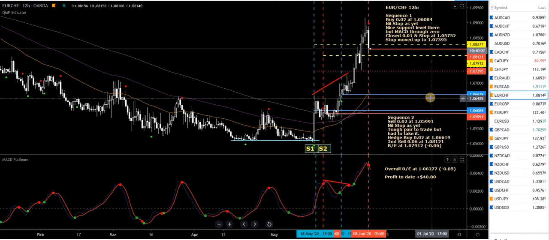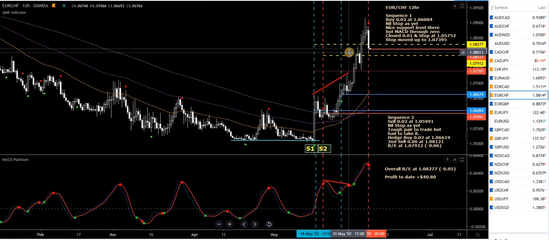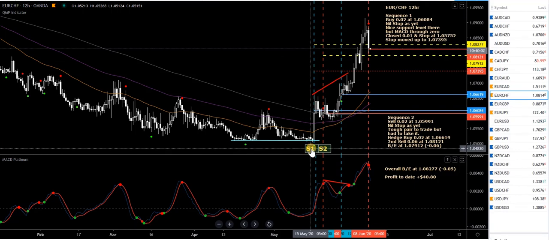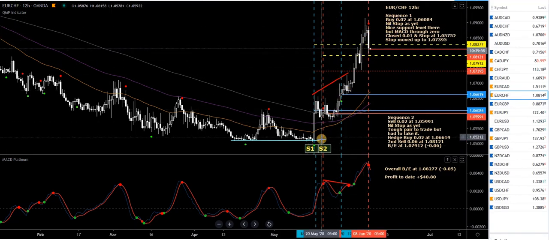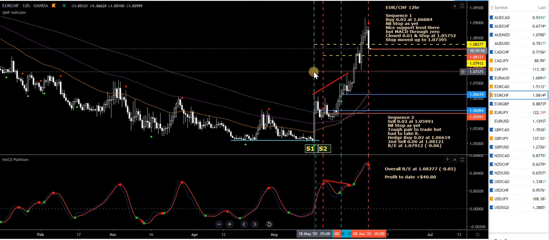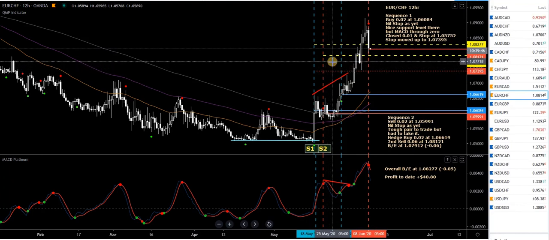Euro Swiss. Okay, there's a little bit happening here. So sequence 1, you can read the notes like I said, is a standalone buy trade. So that's how it was taken down here, and it's got its stop in place at that level there. So I can't lose on that trade.